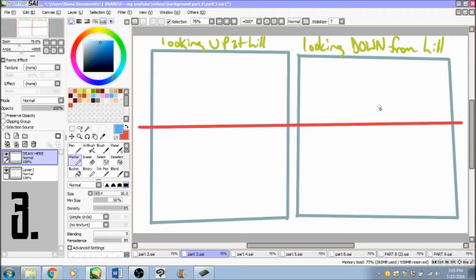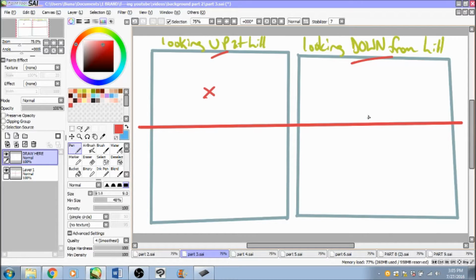So in part 2, we were talking about how the vanishing point is always at the eye line, or the eye level, whatever. But there are a couple of cases where that is not the case. What happens if the ground is not flat? What if you're looking up at a hill, or what if you're looking down from the top of a hill? What happens then? Well, that's easy. If you're looking up at a hill, then your vanishing point is going to be up, above the line. If you're looking down from a hill, it's going to be down, below the line. And then the exact same rules apply.